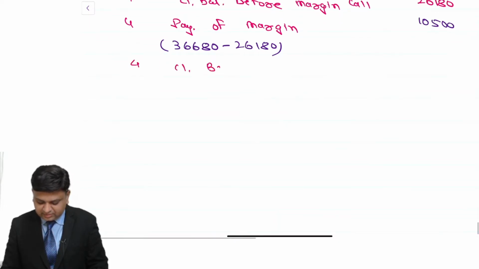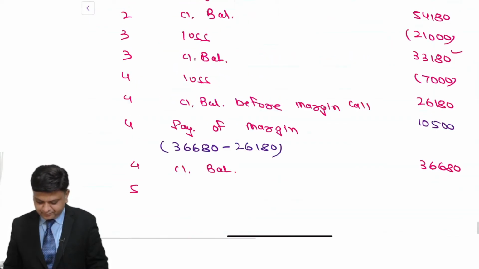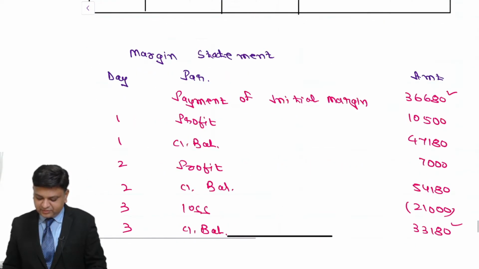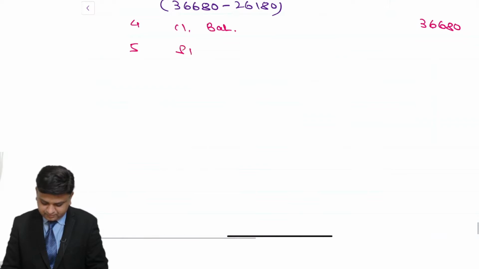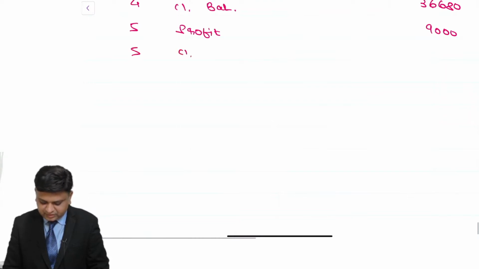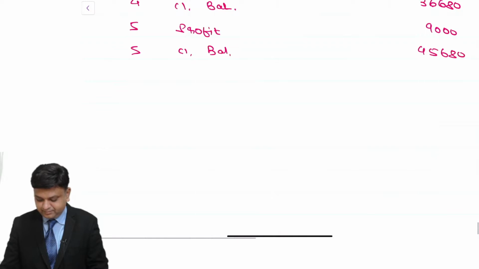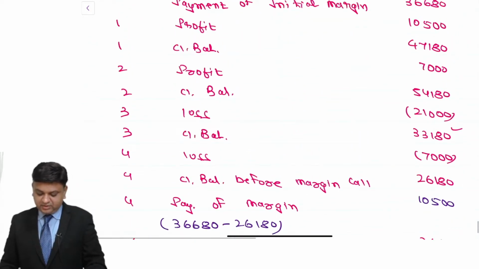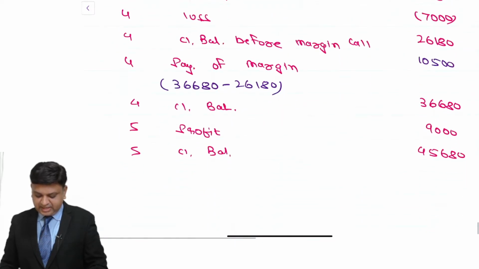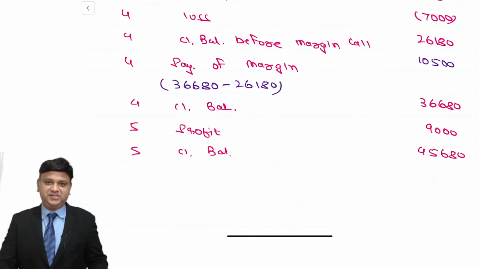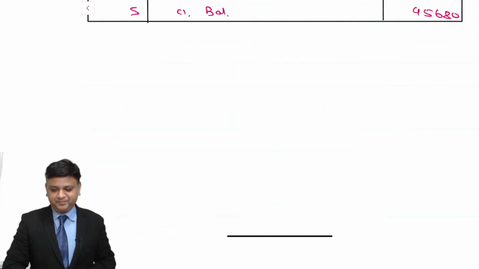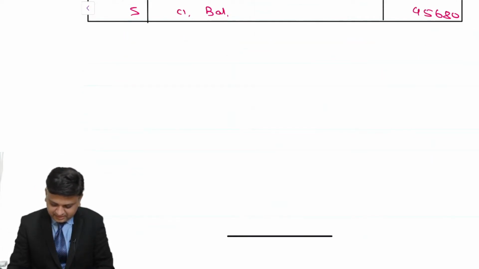So on fourth, there is closing balance 36680. Fifth day, there is a profit of 9,000. So on fifth, there is a closing balance of 45,680. This is the way the amount of the profit is added to the margin, and the closing balance at the end of the fifth day is 45680. So write down answer 1B.